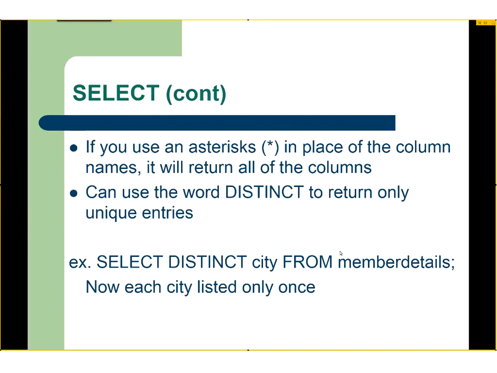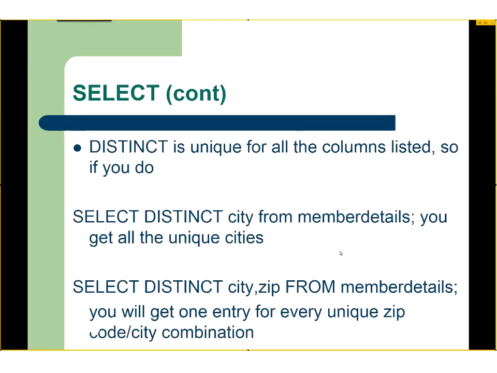So if you say select distinct city from member details, we will see one row for each city. We'll just see a list of all the cities that happen to be represented by the members of our film club. You can do it for more than one column. So if you say select distinct city, we get all the unique cities. If you say select distinct city, zip, you're going to get one row for each unique zip code and city combination as you go through.